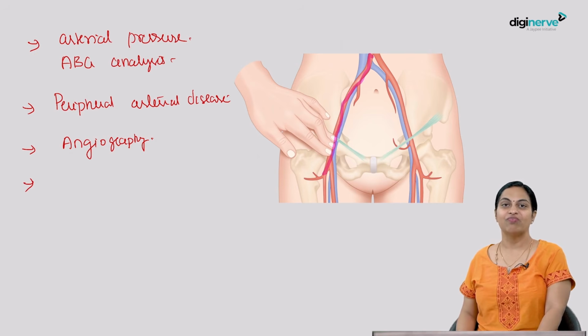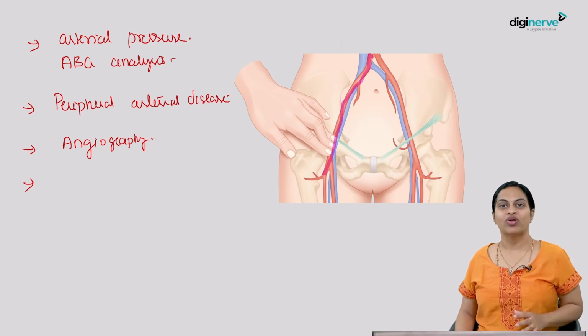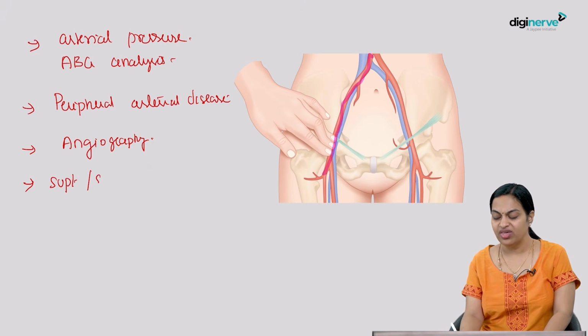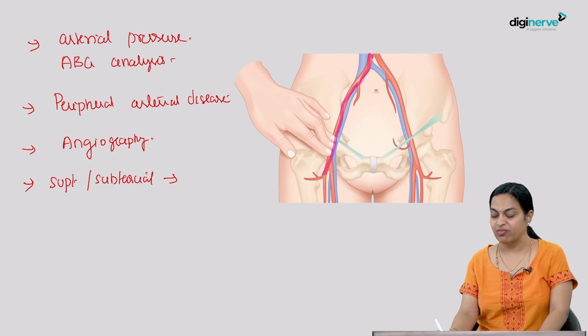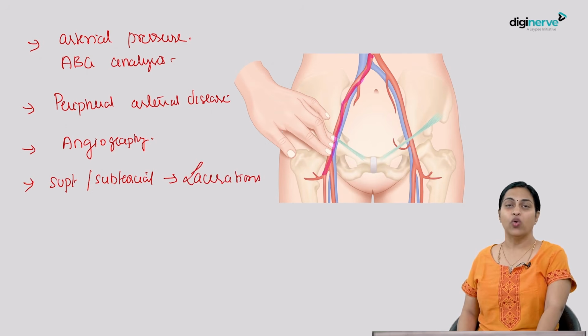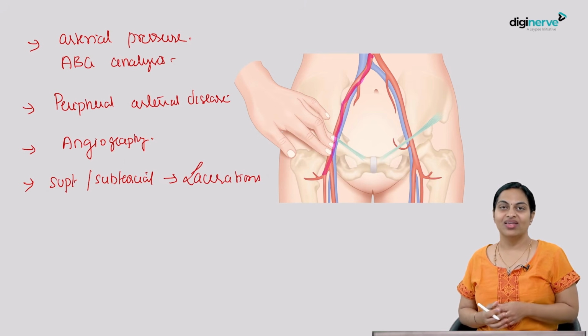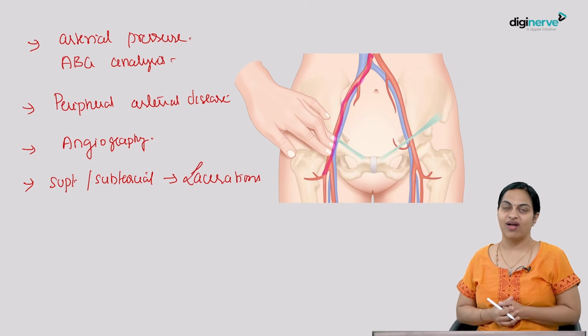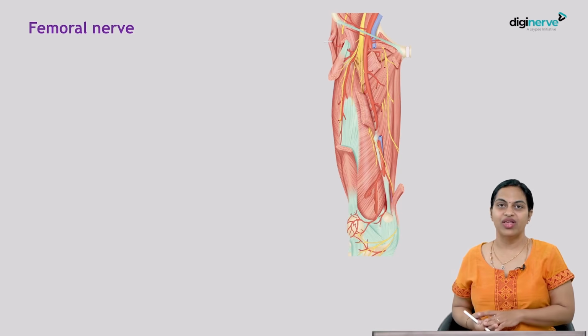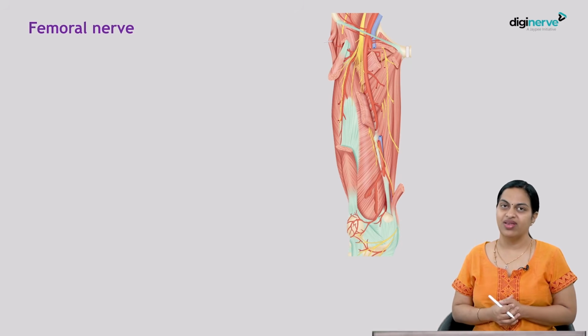And last but not least, this femoral artery, compared to other arteries in the body, is a bit superficial, beneath the deep fascia, right? So it is very susceptible to lacerations. Any trauma or injury over the front of the thigh can cut through this femoral artery. So far we have seen the femoral artery, femoral vein, and the branches of the femoral artery in detail.